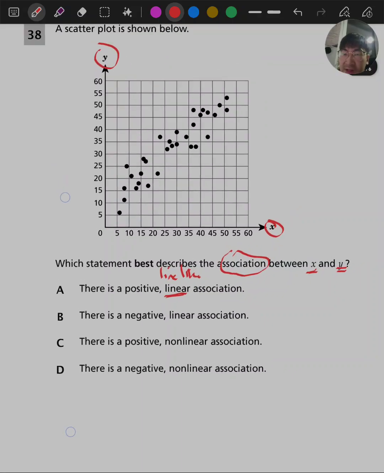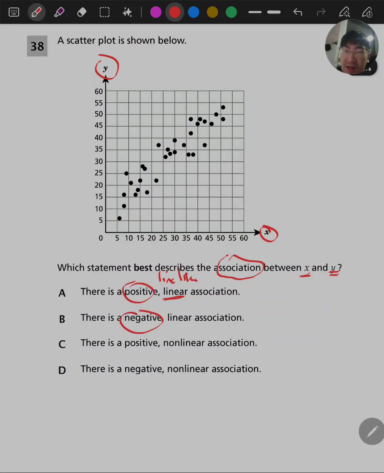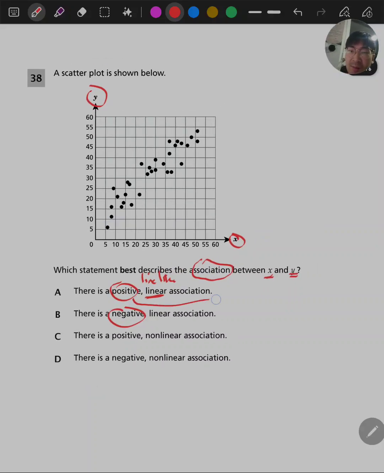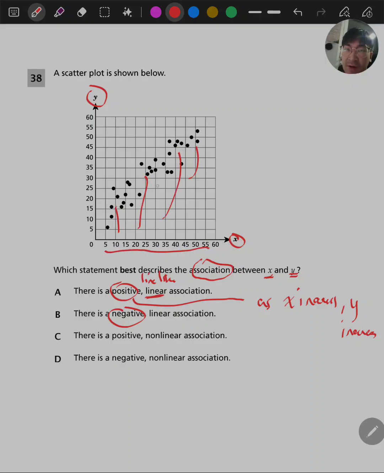So now the next thing is, what does positive or negative mean? Okay, if I have a positive association, positive means that as one variable increases, the other one increases. So as X increases, Y increases. Is that true? Yeah, as the X values get bigger, it does seem like the Y values are getting bigger, right? So it looks like it's going to be A.